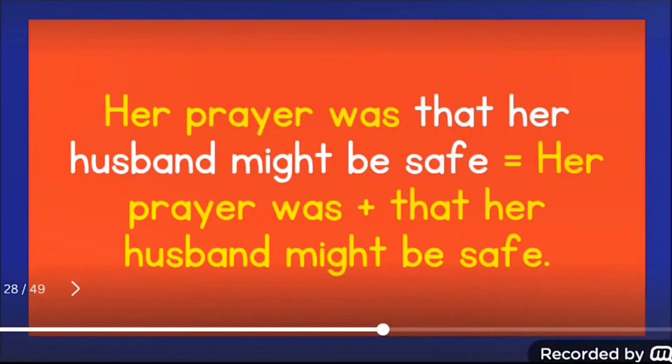Her prayer was that her husband might be safe. Again, what is the subject in the sentence? Her prayer. അവളുടെ പ്രാർത്ഥന എന്ന് പറയുന്നതാണ് ഇവിടുത്തെ സബ്ജക്റ്റ്. What is the verb? The word was, right? Again, ഇവിടെ ഒരു ഒബ്ജക്റ്റ് എഴുതേണ്ട സ്ഥാനത്ത് നമ്മൾ എന്താ എഴുതിയിരിക്കുന്നത്? We have written a dependent clause. Again, since this dependent clause is written at the place of the object, we can call it a noun clause.